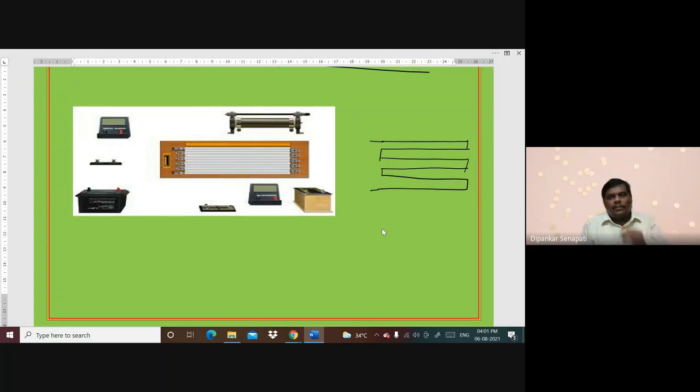10 turns are there, and the total length becomes 100 centimeter. The longer the wire, the more will be the sensitivity of the potentiometer. Now how to connect it? We first have to think to supply some current to this wire.